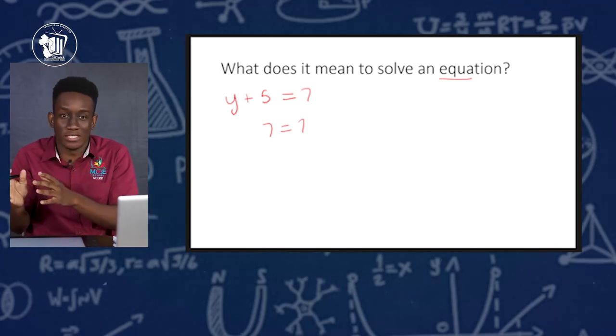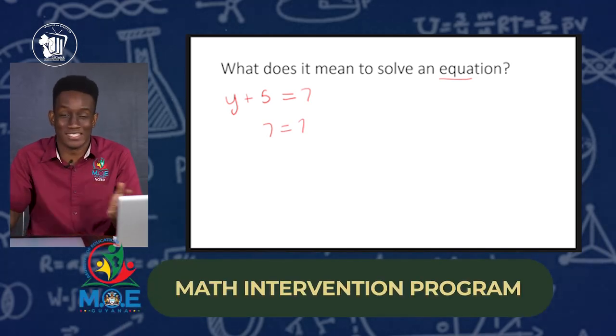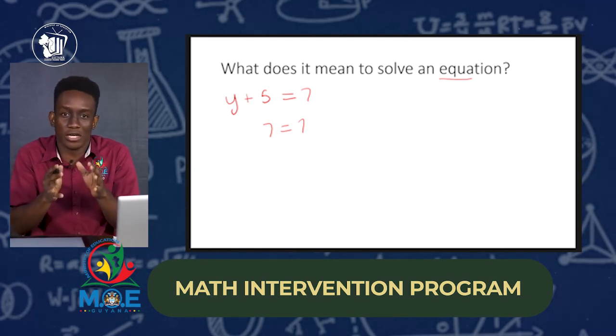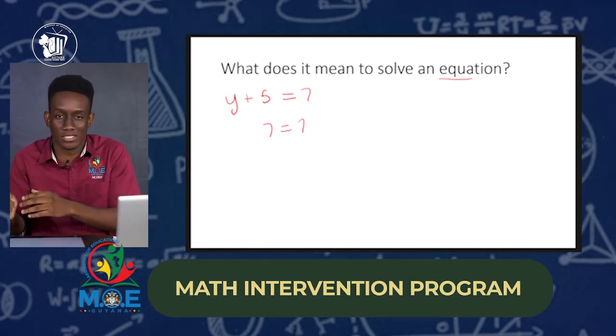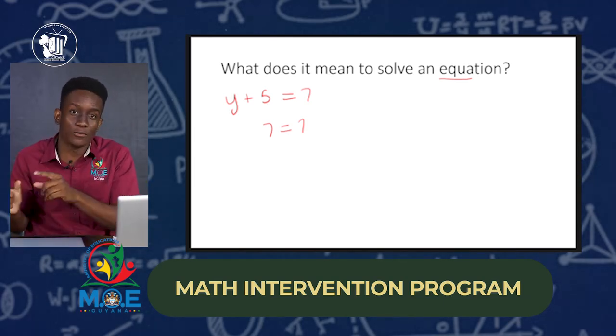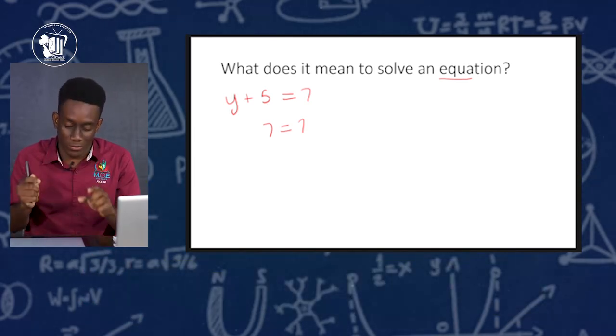Because that is what the equal sign says. We can't have 8 is equal to 7 because 8 is not equal to 7. So when you find the value for this unknown and you work it out, you should have one side of the equation equal to the other side. That is what the equal sign is saying. So when we talk about solving, we're finding that unknown value. So let's look at some examples.